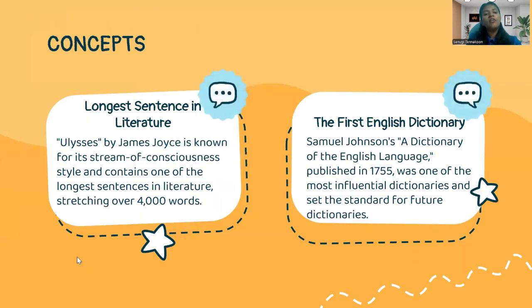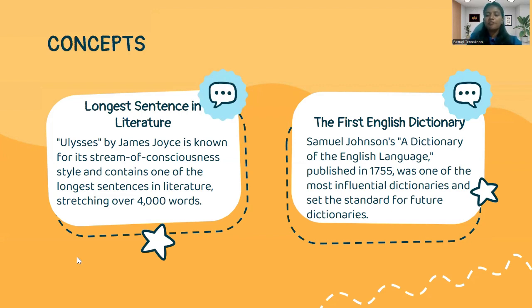And then we have the longest sentence in literature. So Ulysses by James Joyce is known for its stream of consciousness. So what is the stream of consciousness? Actually, in James Joyce's books, the characters portray the flow of their inner thoughts. So that is what is meant by stream of consciousness style, and it contains one of the longest sentences in literature, stretching over 4,000 words.